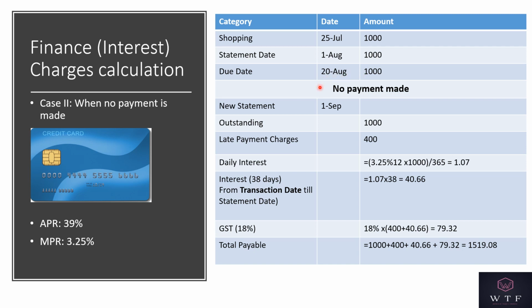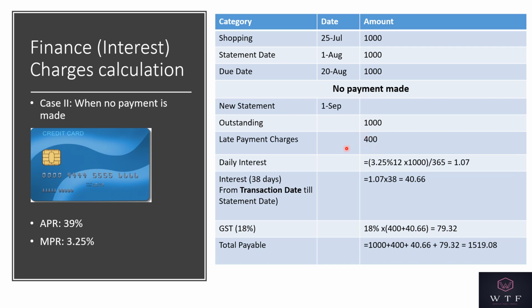Let's say no payment was made. So I have not even paid the minimum amount due. So once the new statement comes on the 1st of September, the outstanding would be 1000 rupees because nothing was paid, plus the late payment charges. Late payment charges are levied only when you are paying nothing or you are paying an amount which is less than the minimum amount due. So let us assume that the late payment charges for this range is, let's say, 400 rupees.